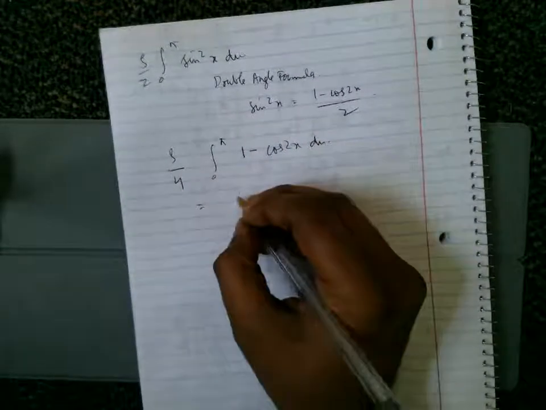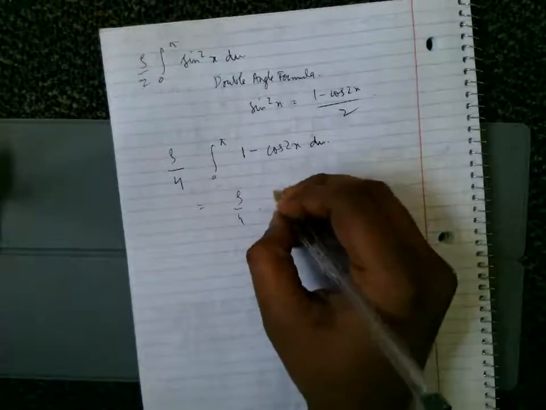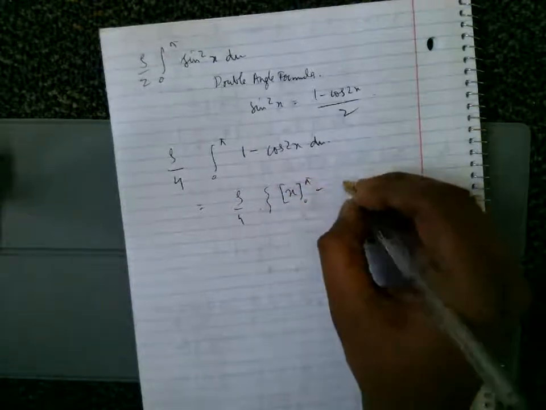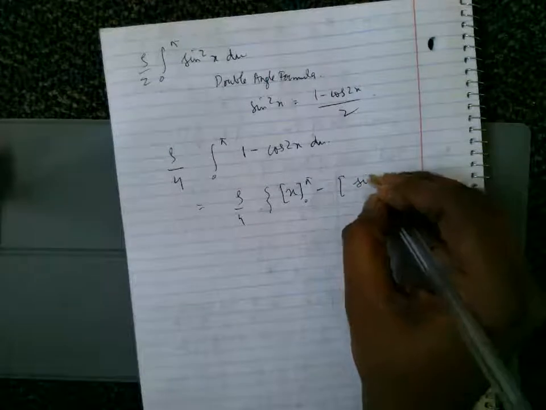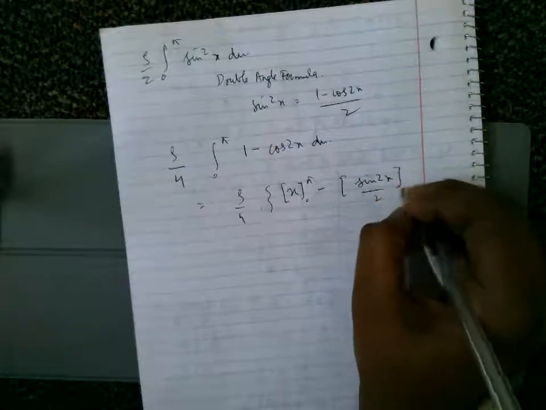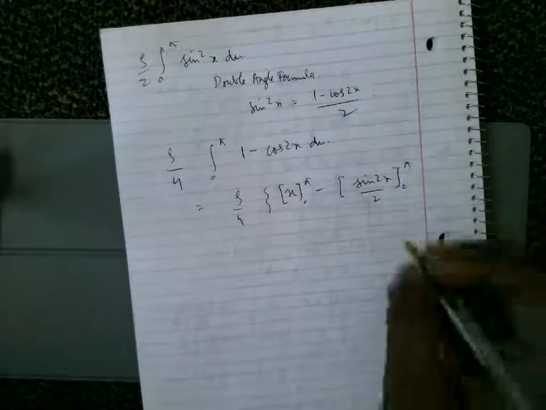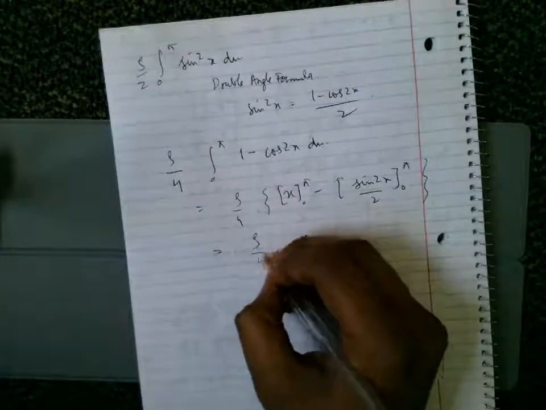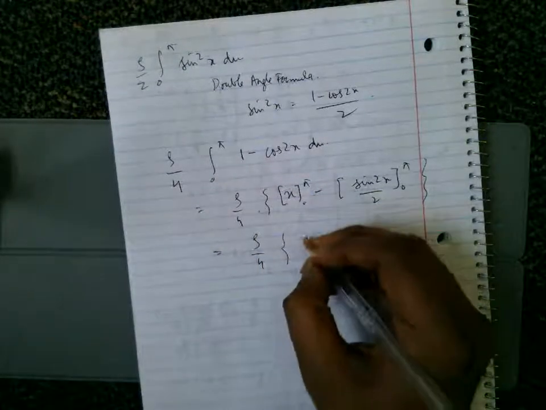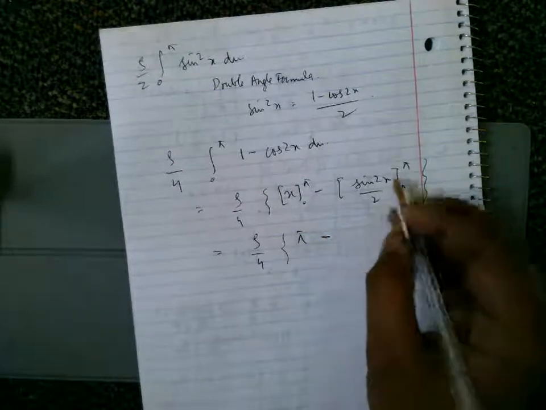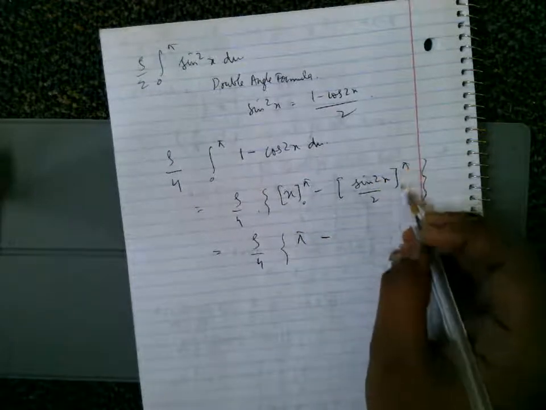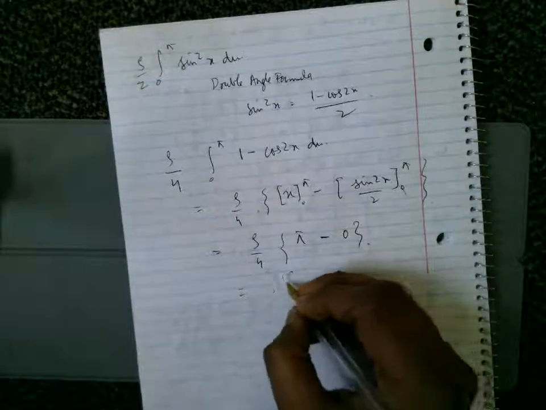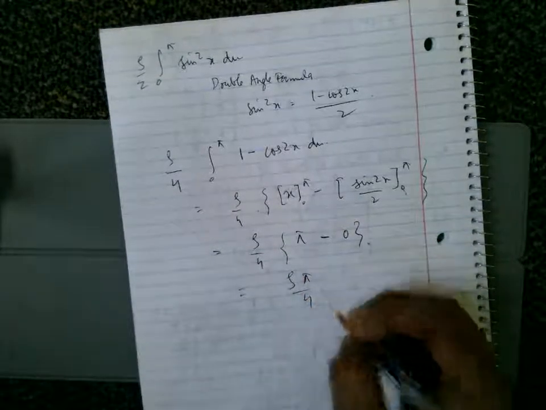So this is equal to rho by 4 times x from 0 to pi minus sine 2x by 2. So this is equal to rho by 4 times pi minus 0 is pi, minus sine 2 pi is 0 and sine 0 is 0, so this is 0. This is equal to rho times pi by 4.